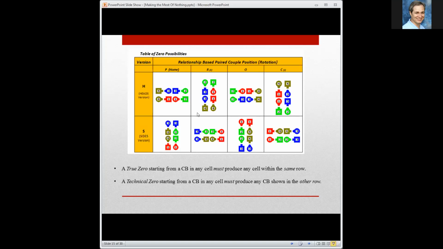So if you're going to create a true zero, whatever you call starting from any cell here has to end up in any cell in the same row. The heads version is preserved. If you call a technical zero and you start from this one, then you could end up in any of these here. You have to basically translate the heads version to a sides version and vice versa. If you start here, you could end up with any of these for a technical zero, or for a true zero, it has to be in this row.